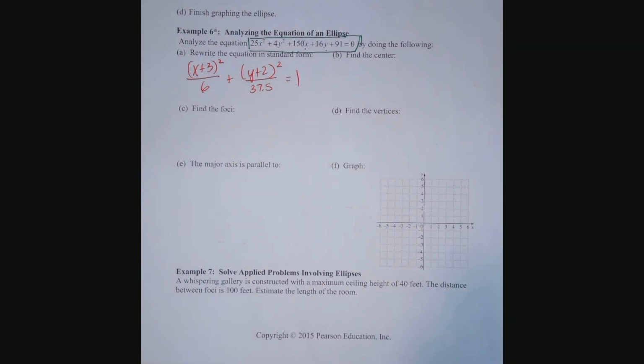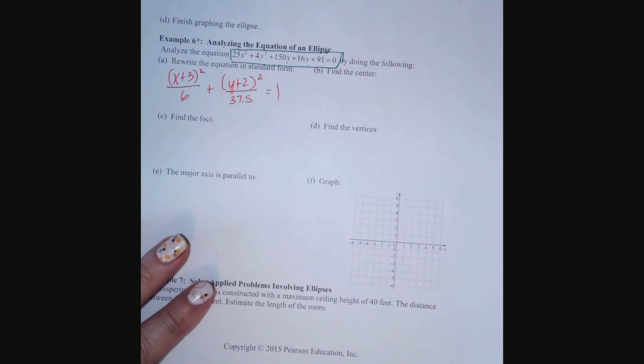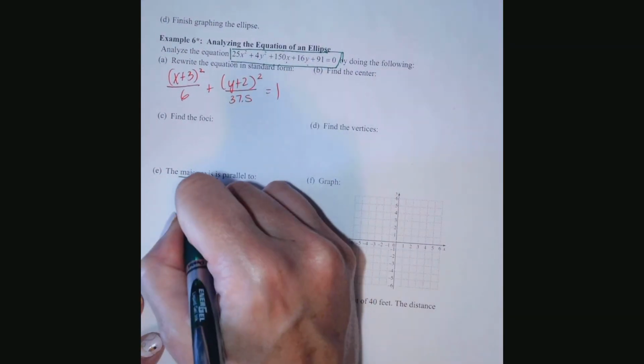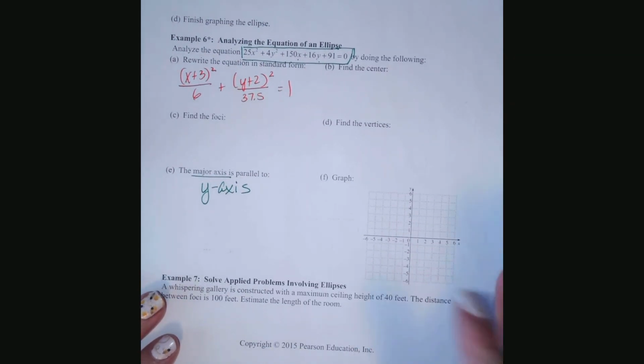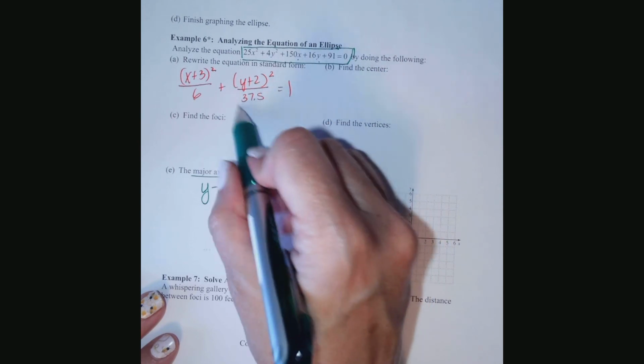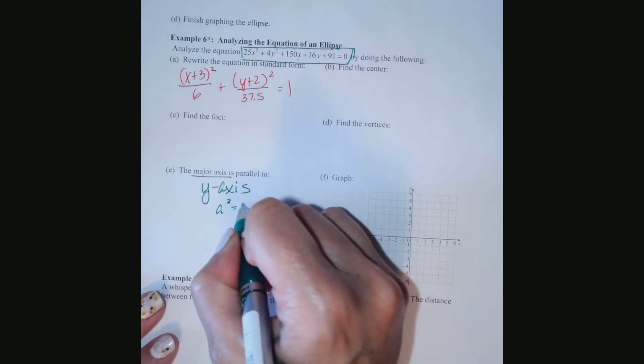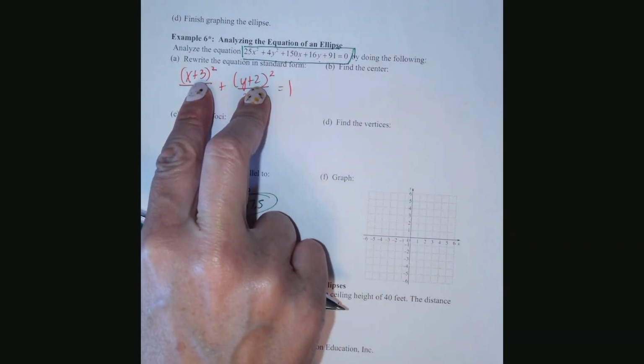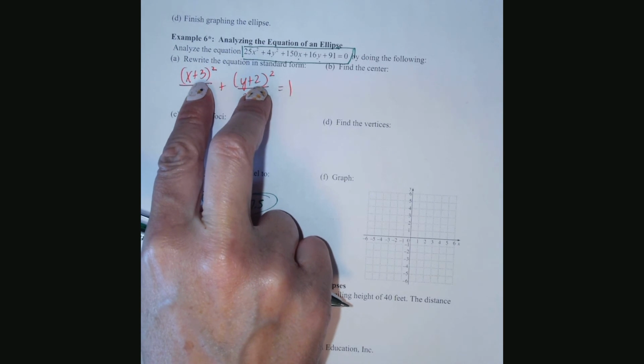Okay, from this equation I know that my major axis is parallel to the y-axis. It's not actually on the y-axis, but it's parallel to it, because that is my larger value, because a squared is always larger, and a squared is going to be 37.5 here. The center is given to me by these shifts that show up in the numerator. Remember, it starts as x minus h, y minus k. So my center is at negative 3, negative 2.